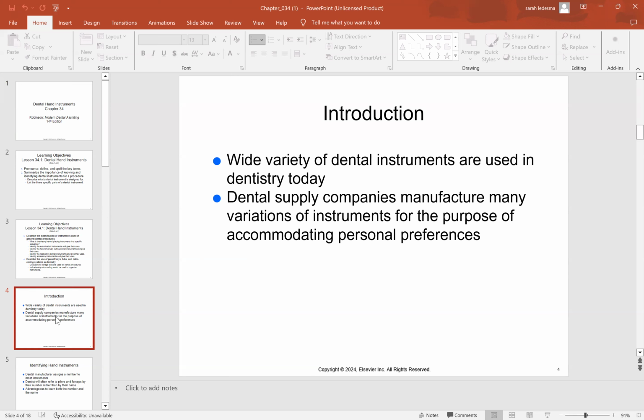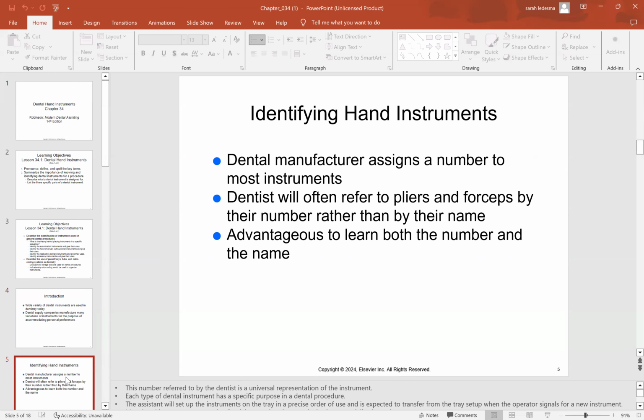We spoke about the wide variety of dental instruments that are used in dentistry and also the dental supply companies that manufacture these instruments. When we talk about identifying hand instruments, there are a few different ways to identify. There are assigned numbers from the manufacturer that are universal. And sometimes the dentist will have names that they've picked up along the way. I'm sure when you're in class, your instructors will tell you names for instruments that they've heard in the past. And it's really to your advantage to learn both, or at least have an idea of both.